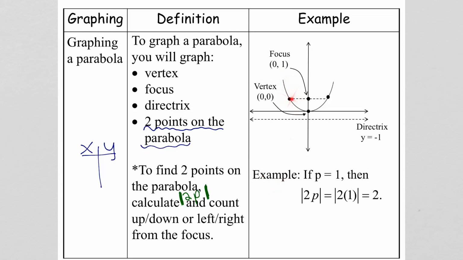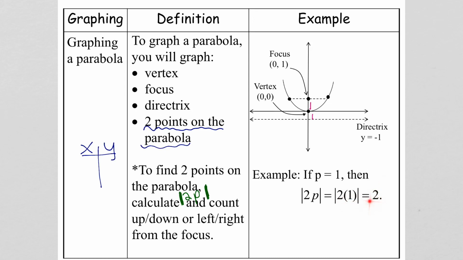So for example, in this picture, here's my parabola, I have a p-value of 1, if you guys will agree, right? 1 unit this way, 1 unit this way, and it's actually a positive 1 because the parabola is going up. And so because the parabola is going up, my p is equal to positive 1. So if p is equal to positive 1, then here's what we do. We plug it into the absolute value of 2p. If I plug in 1 for p, that's the absolute value of 2 times 1, and 2 times 1 is 2.